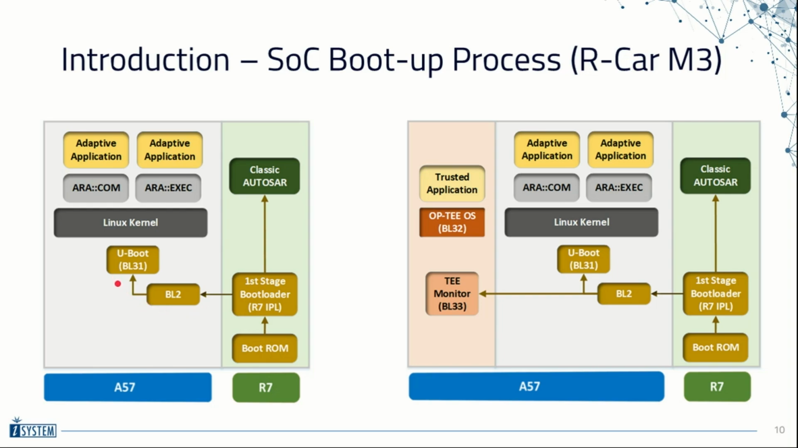On the left, you can see a fairly basic example of a system that's running AUTOSAR Classic on the R7 core and AUTOSAR Adaptive on the A53 core. And you can see that the boot up process is already quite complex. Now, on the right, you can see a diagram of a system that is also running the secure OP-TEE OS in addition to the two AUTOSAR systems.